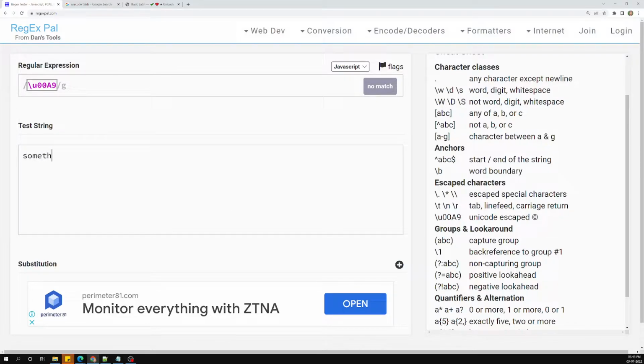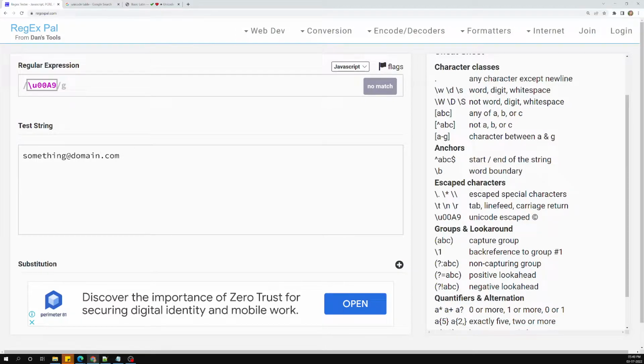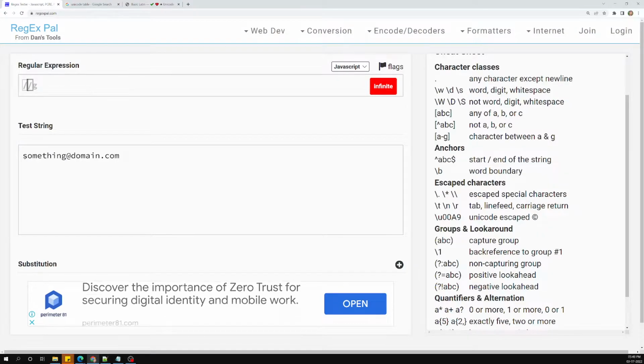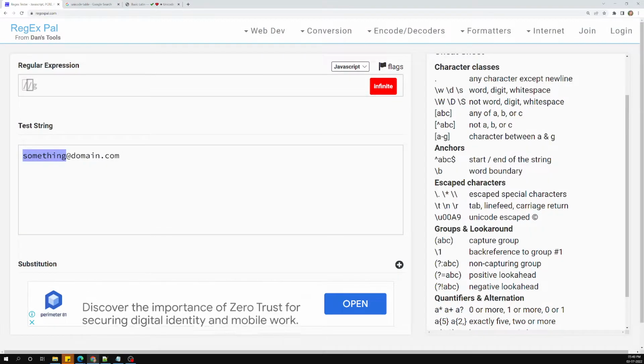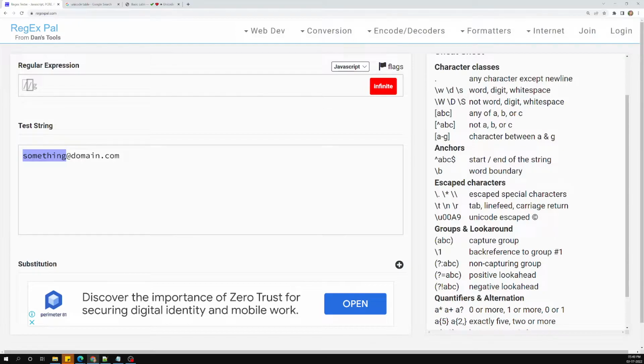Let's say I have something like something@domain.com. This is what an email address normally looks like. Now we'll try to write the regular expression for this one, step by step. If you observe, here we have a set of characters, which can be anything, and it is separated by an at sign. And again you have a set of characters, separated by a dot. Again you have a set of characters. So this is how it is structured. Let's write the regular expression for this one.